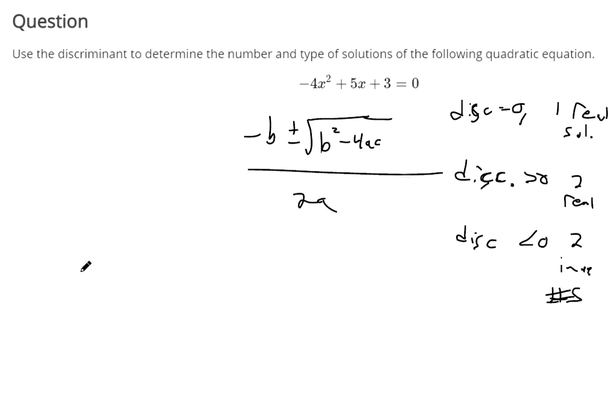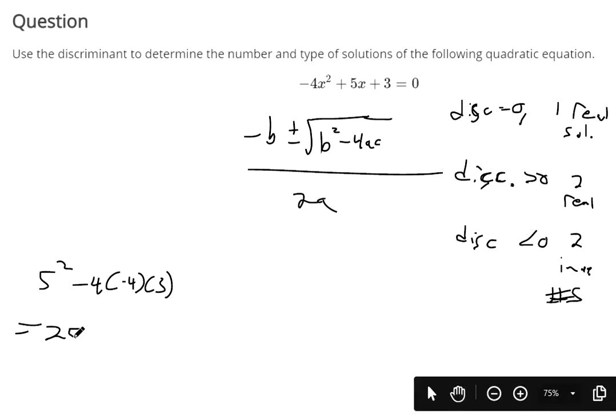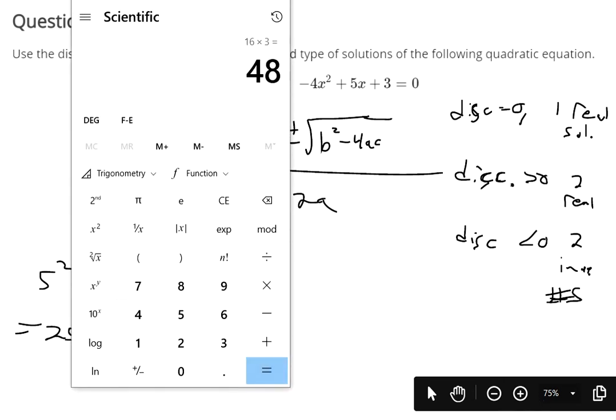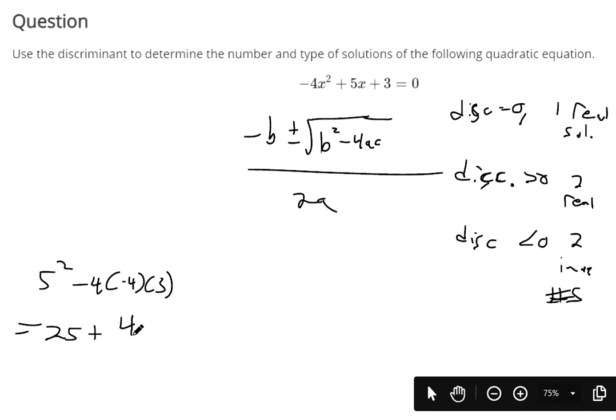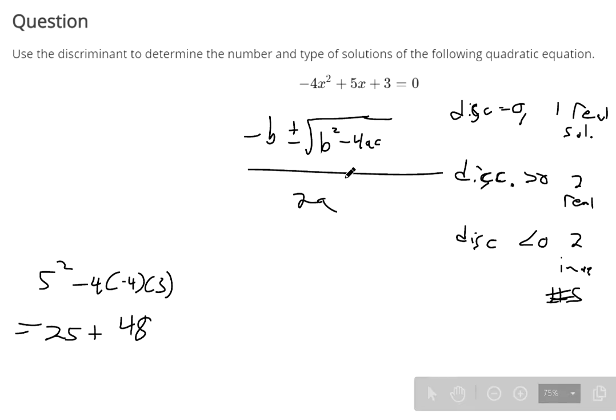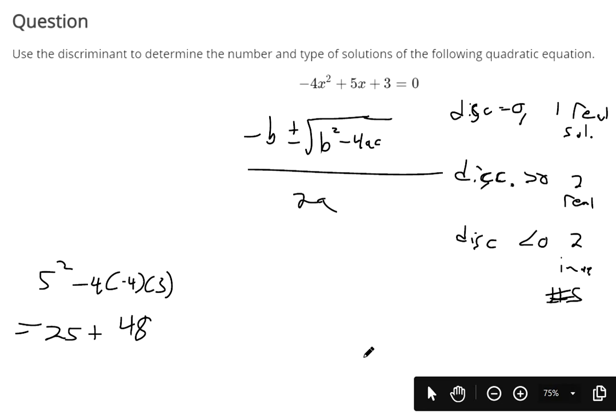Let's just find out what the discriminant is for this one. b squared minus 4 times a times c. So I got 25. Watch out for the negative signs. Negative 4 times negative 4 makes a positive 16, and then 16 times 3 is 48. So this number is greater than 0, so I'm going to say there's 2 real solutions. And yeah, I think that's everything I want you to do. There's 2 solutions, and they're both real.